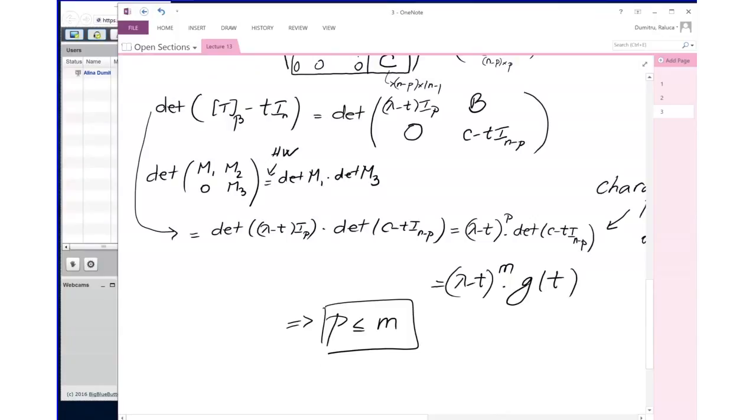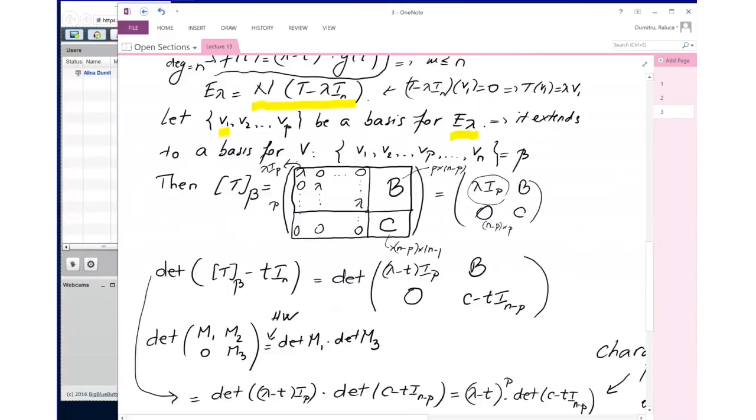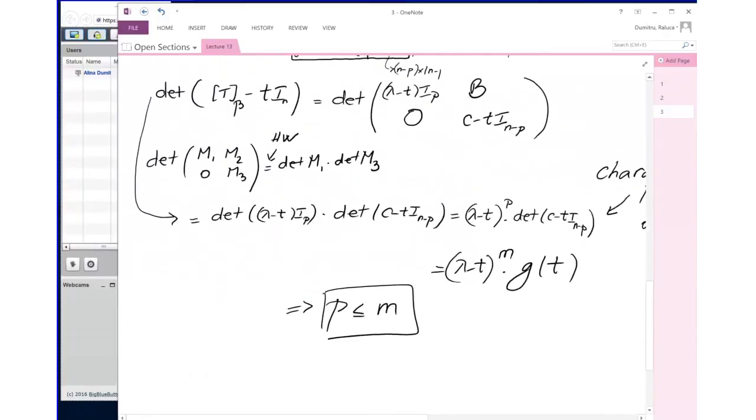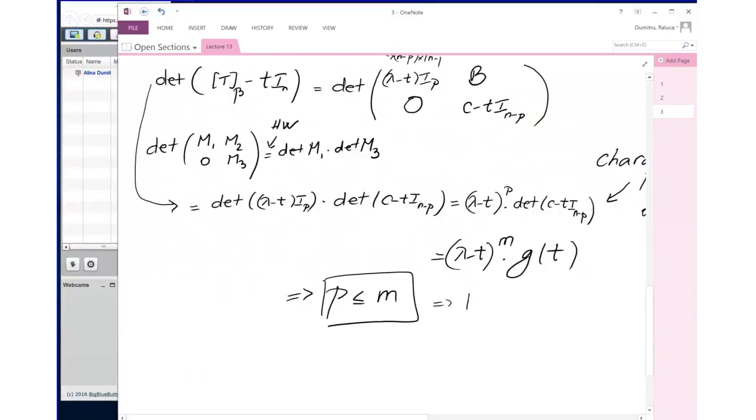And that's pretty much what we needed, right? P, we started with P being the dimension of E lambda. That's what we had to show. All right.